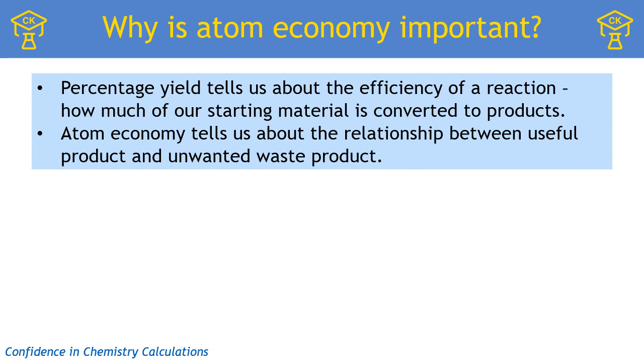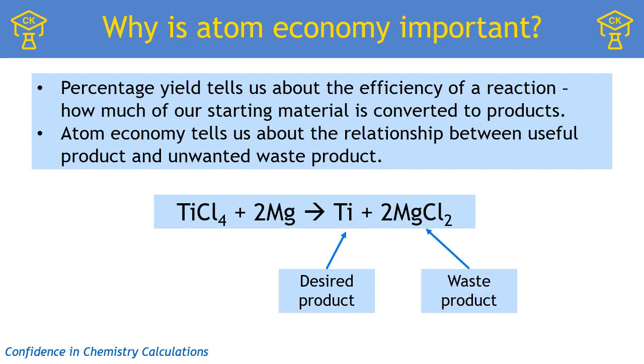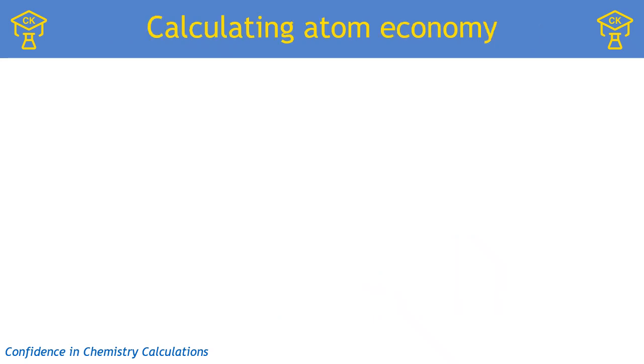If we look at this method of extracting titanium from titanium chloride, then we heat it with magnesium. The titanium is the desired product, but we're also making magnesium chloride. And when we're manufacturing chemicals on a large scale, something like this can be a bit of an issue.